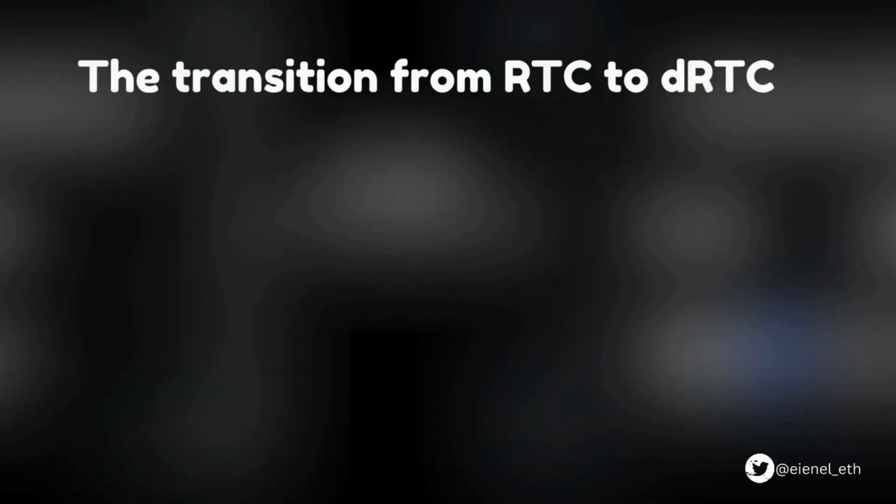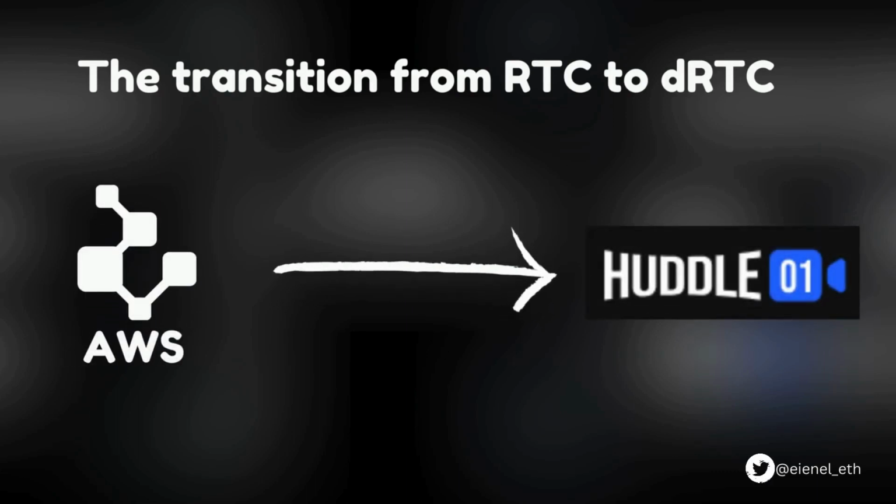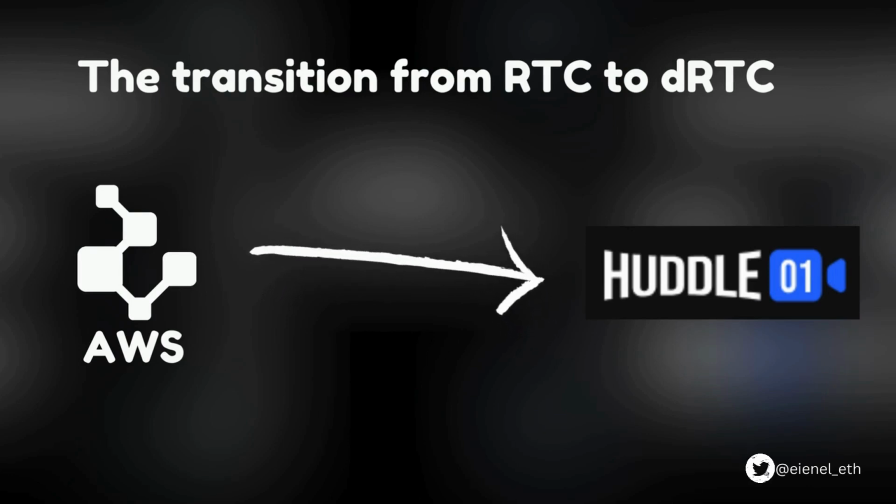Now you may ask, how do you transition from RTC to dRTC? Well, every traditional RTC app can switch from cloud providers like AWS to Huddle01 dRTC, which is more secure, provides better privacy for users, and at the same time saving 95% on data and companies' cost.